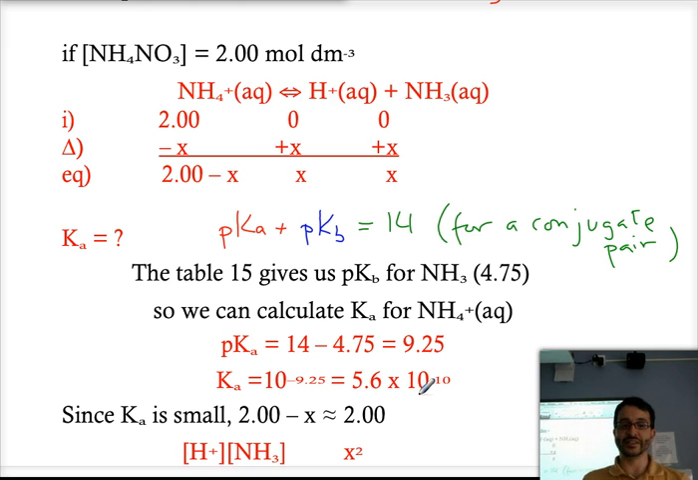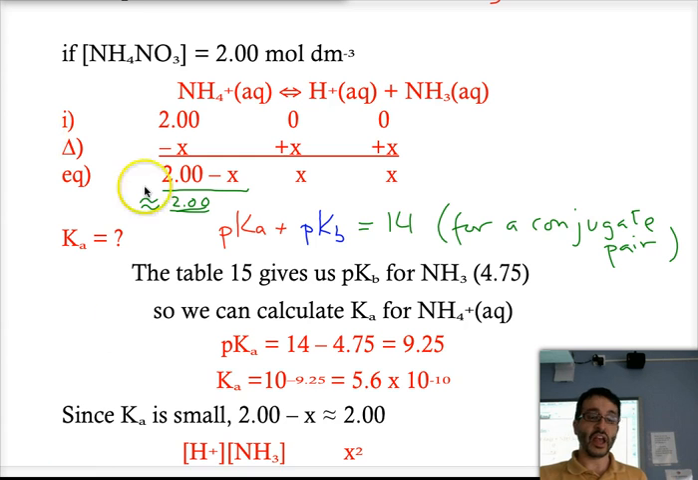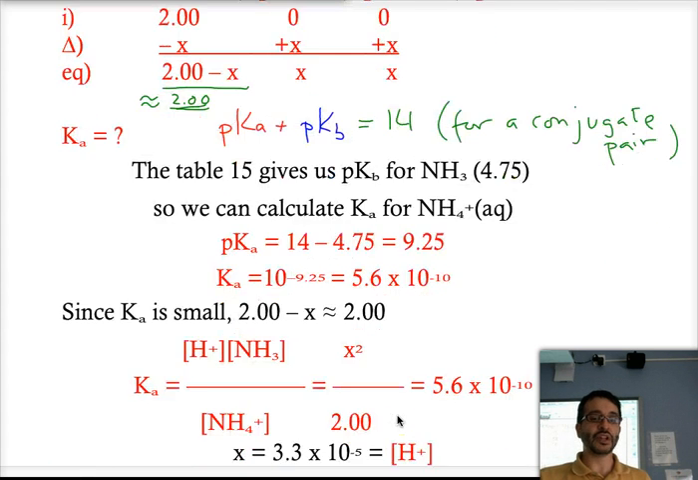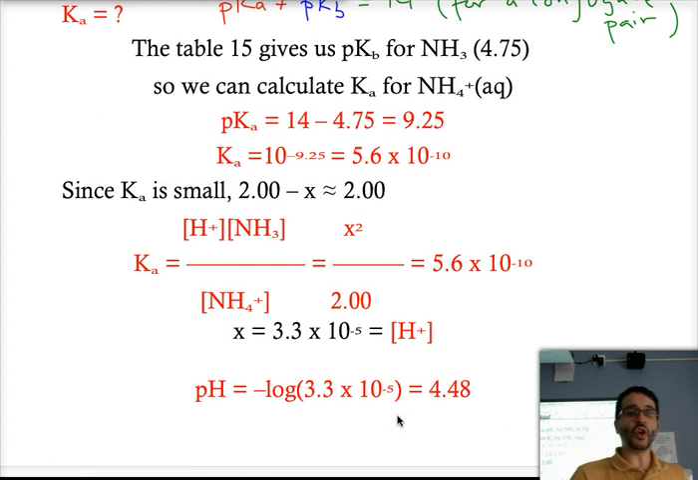Since that value of Ka is very small, we can see that this value here of 2 minus x is approximately going to be 2. I actually have written this down here, but I just wanted to make sure that you saw it. And always remember to write your equilibrium expression. In the IB, you'll always get points for writing the equilibrium expression.